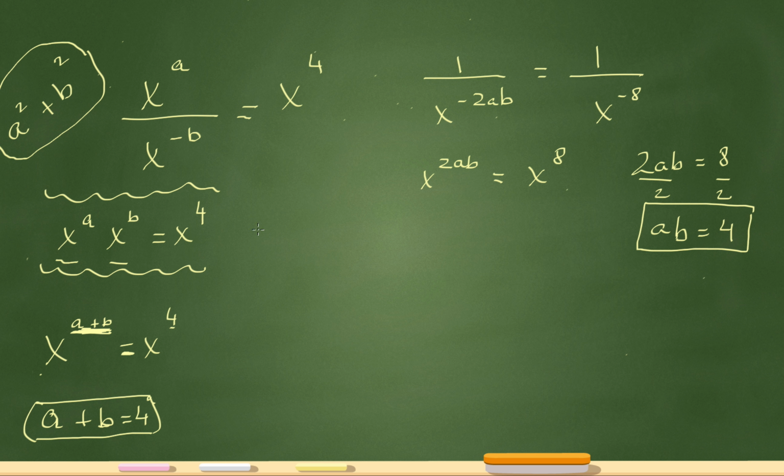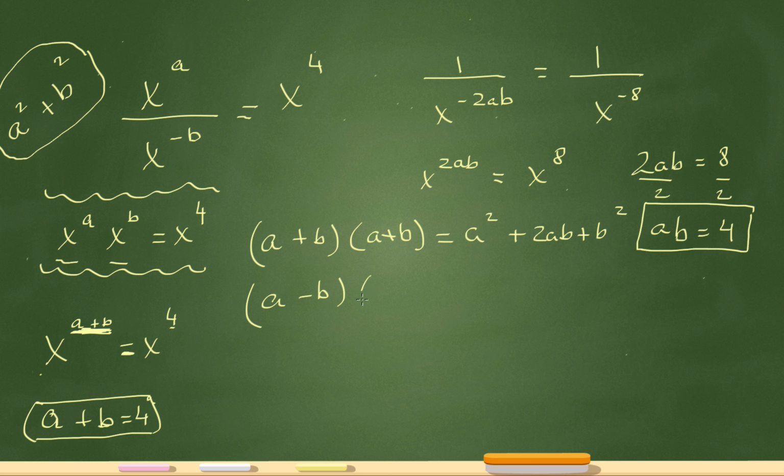The common quadratics are this. A plus b times a plus b equals a squared plus 2ab plus b squared. That's one thing that I want you to keep in mind. And a minus b times a plus b equals a squared minus b squared. That's another one that you want to keep in mind.